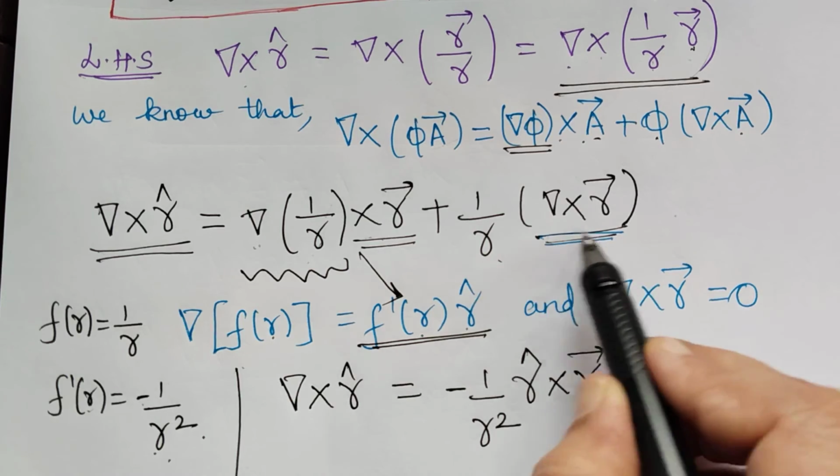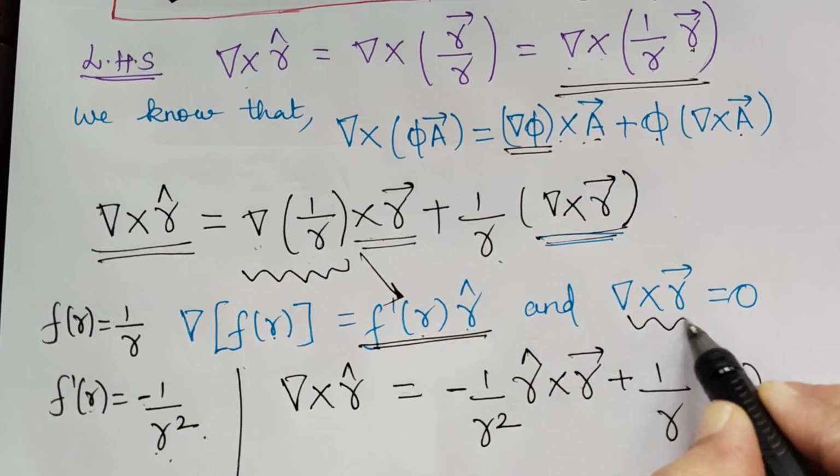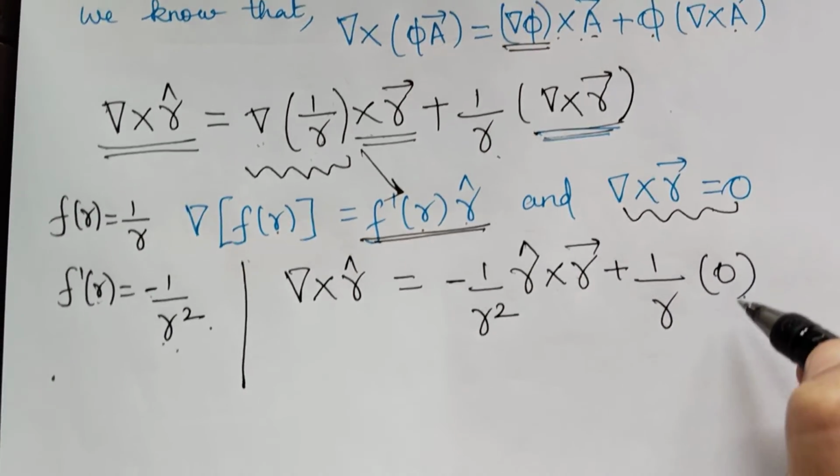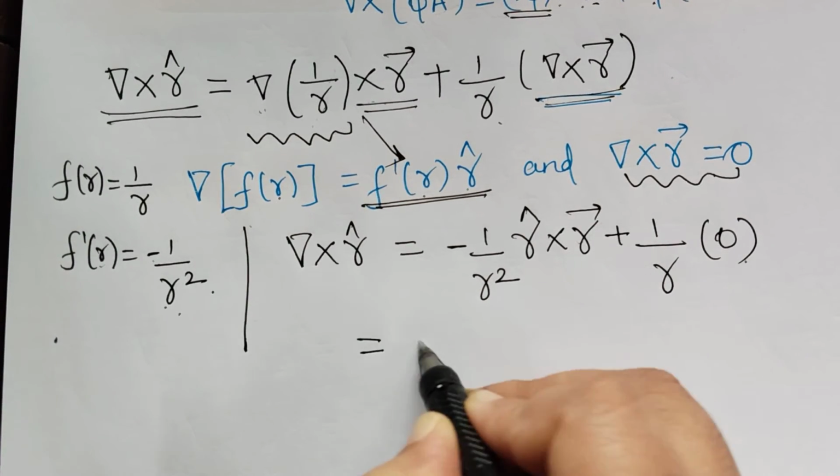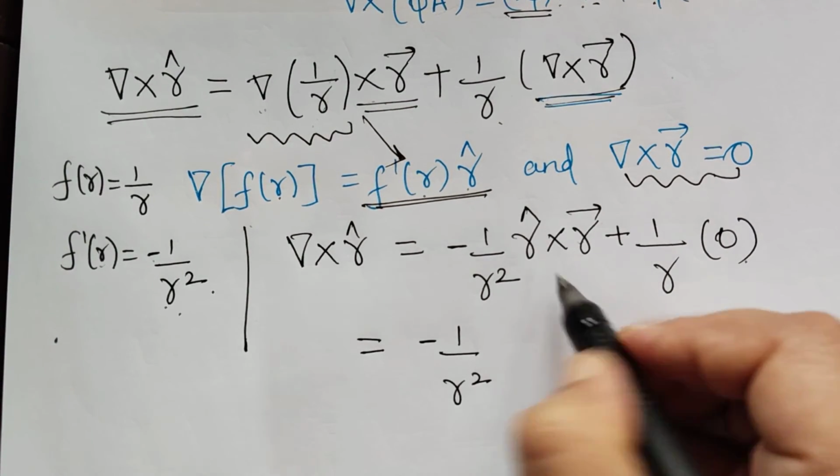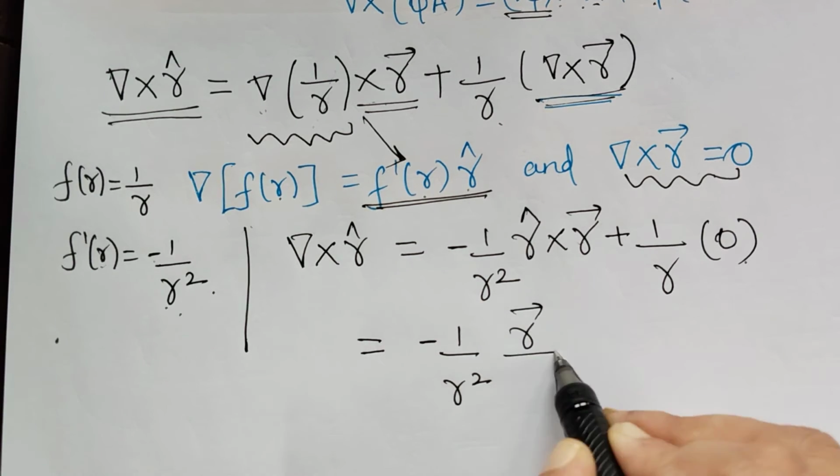plus 1 by r multiplied with what? 0, because del cross r vector is 0. So we have put 0 over here. So that is equal to negative 1 by r square. What is r cap? It is r vector by r.